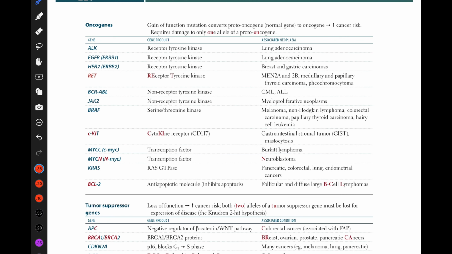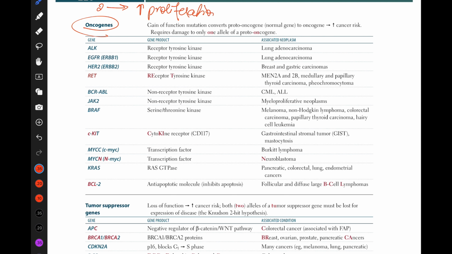Now we are going to start oncogenes. Before oncogenes, I mentioned two main ways of cancer treatment: an increase in proliferation, or a decrease in suppression. And oncogenes are totally related with this component. The oncogenes increase the proliferation of cells, and a gain of function mutation converts the proto-oncogenes to oncogenes, and these increase the cancer risk.